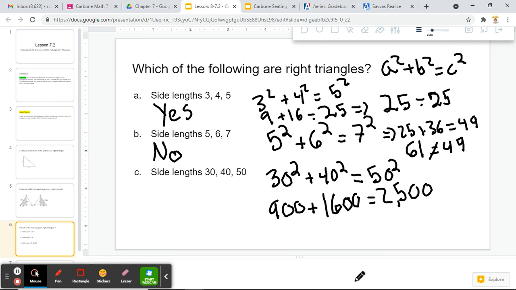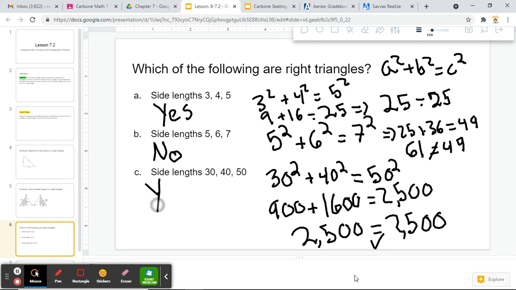All right, then we add these together here. 900 plus 1600 would indeed be 2500, and that is equal to 2500. Alrighty, so since this is indeed equal here, then yes, this one is a right triangle.